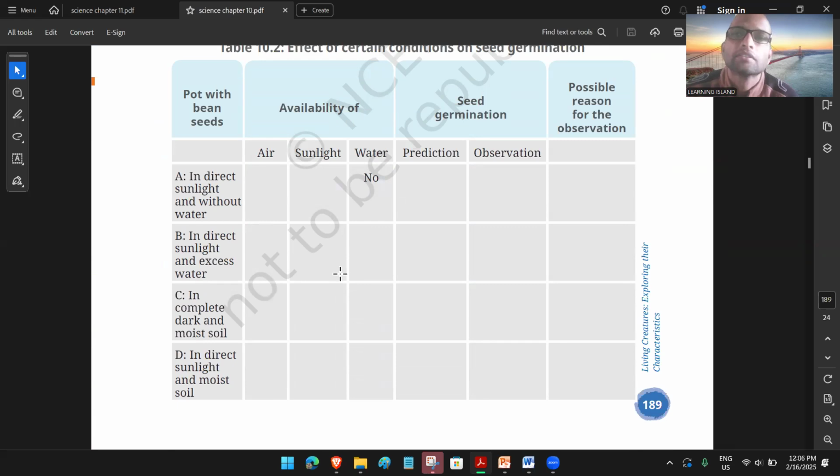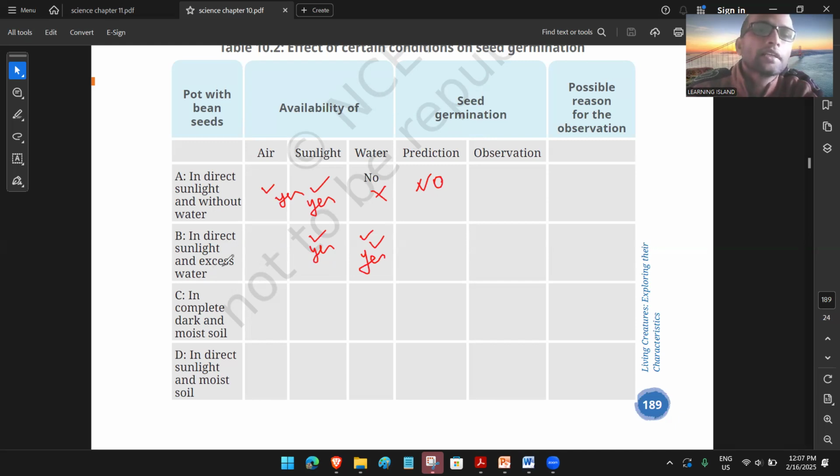पॉट ए में क्या नहीं है, फिर भी कर देता हूँ. इन डायरेक्ट सनलाइट, इसका मतलब सनलाइट है, एंड विदाउट वाटर, तो नो वाटर, वाटर नहीं है. इसमें एयर तो है, प्रिडिक्शन क्या होगा, इसमें जर्मिनेशन नहीं होगा, वाटर नहीं है तो होगा नहीं, ये चारों होना चाहिए. इन डायरेक्ट सनलाइट, सनलाइट है, एंड एक्सेस ऑफ वाटर, वाटर तो है, यस. ये भी यस है, ये नो है. अब बी में क्या नहीं है, इन डायरेक्ट सनलाइट एंड एक्सेस ऑफ वाटर.